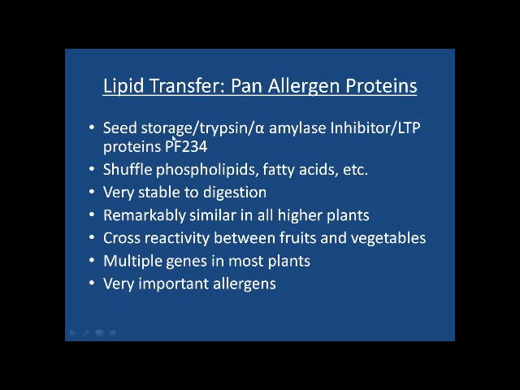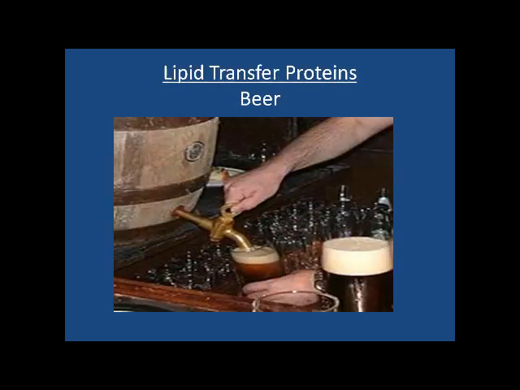Okay, just a few words about the seed storage, trypsin alpha-amylase inhibitor, lipid transfer proteins. This is protein family 234. They shuffle phospholipids, fatty acids. They're very stable, and they're remarkably similar in all higher plants. They're responsible for a lot of the cross-reactivity between fruits and vegetables, and there are multiple genes in most plants, and therefore some of these might be more potent than others as far as allergens, and that hasn't been defined yet. A kind of interesting sideline is the foam on beer is due to lipid transfer proteins.